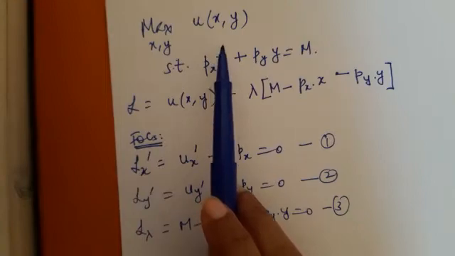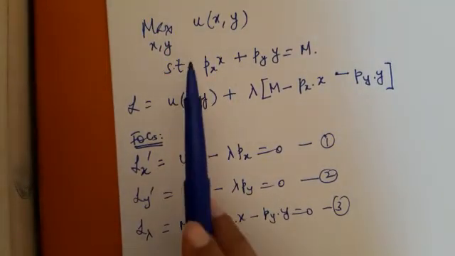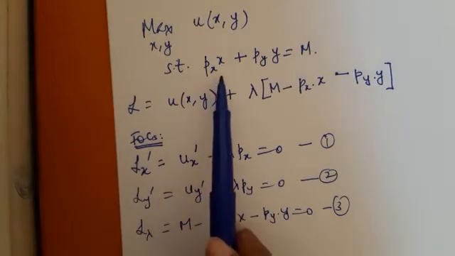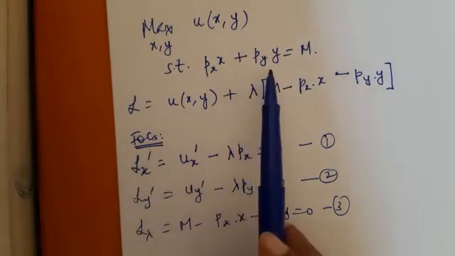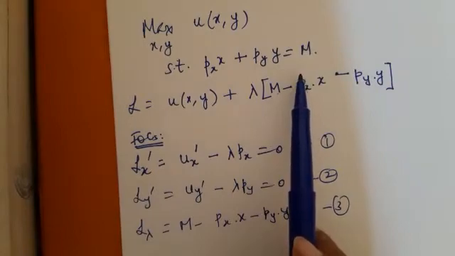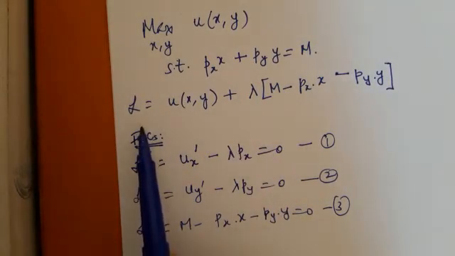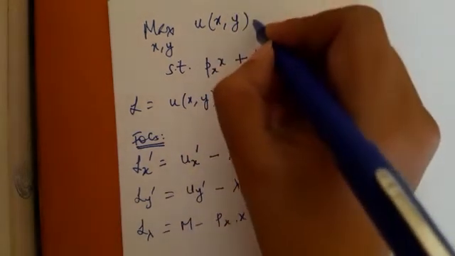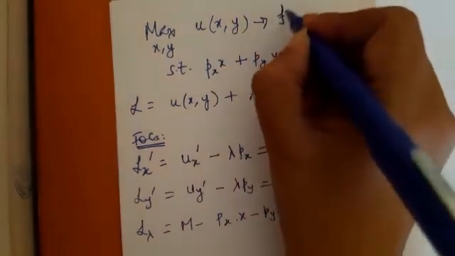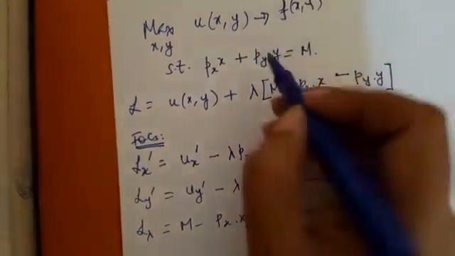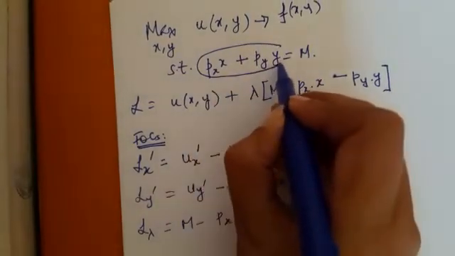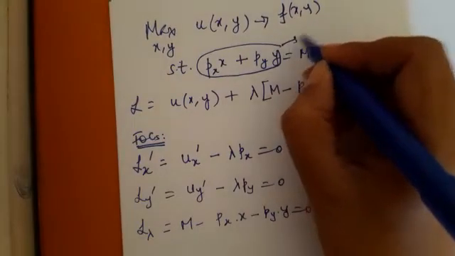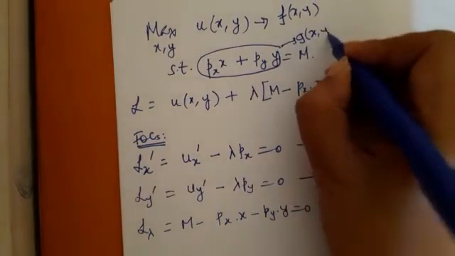You have two goods, x and y, and you're maximizing utility subject to the budget constraint, price of x times x plus price of y times y is equal to money income. So here your Lagrangian will become u of x comma y, that is basically this u function is your f of x comma y function, and this p x times x plus p y times y is nothing but your g function, right?